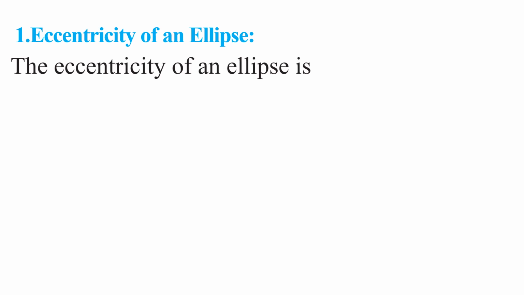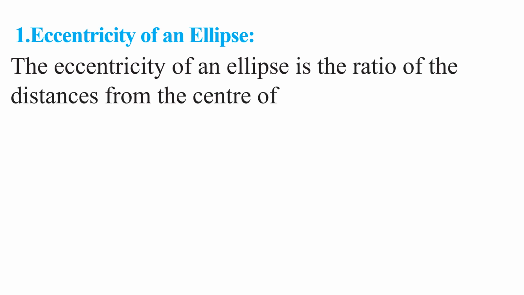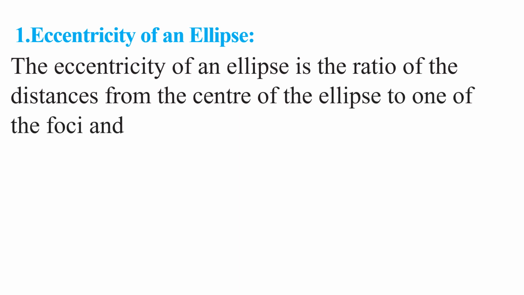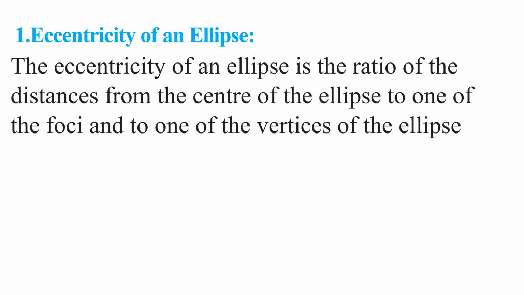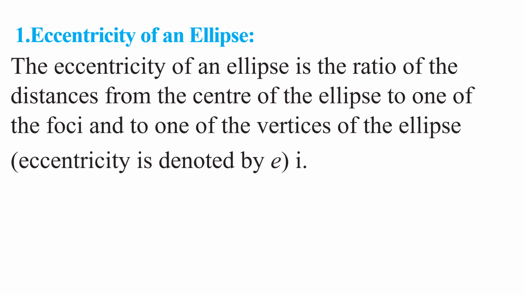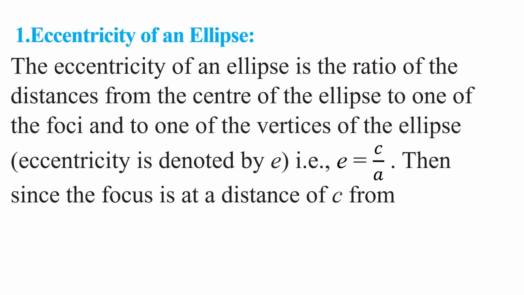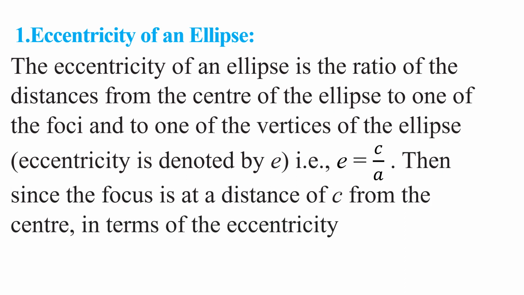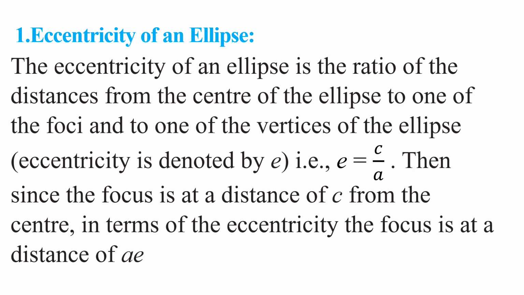The eccentricity of an ellipse is the ratio of the distances from the center of the ellipse to one of the foci and to one of the vertices of the ellipse. The eccentricity of the ellipse is denoted by small letter e, that is, e is equal to c by a. Since the focus is at a distance of c from the center, in terms of the eccentricity, the focus is at a distance of ae units from the center. This is the definition of the eccentricity of an ellipse.